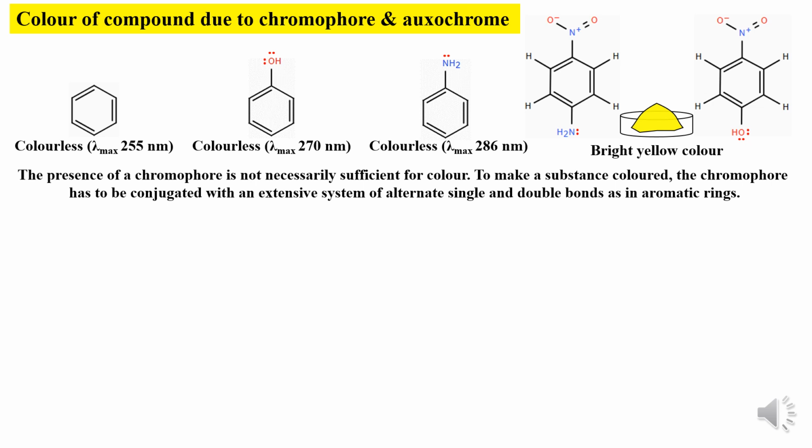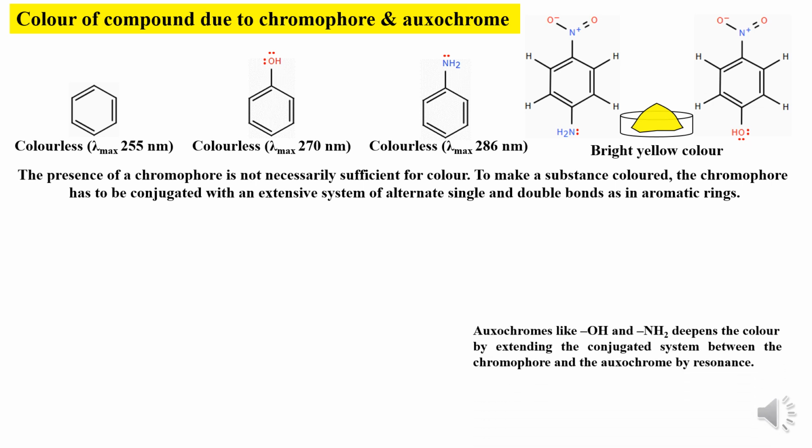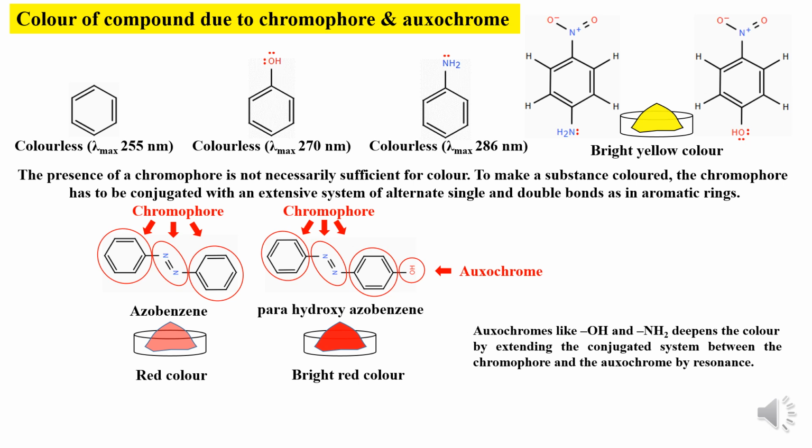So to make a substance colored, the chromophore has to be conjugated with an extensive system of alternating single and double bonds, as seen in aromatic rings. Auxochromes like OH and NH2 just extend the conjugation, and in some cases deepen the color by extending the conjugated system between the chromophore and the auxochrome by resonance. The mechanism for extension of conjugation by the auxochromes will be discussed later in the video. In the case of azobenzene and para-hydroxyazobenzene, the major chromophore is the azo group, and this we have dealt with in detail.